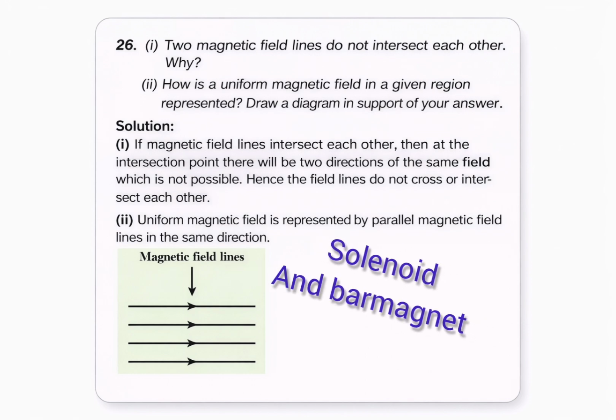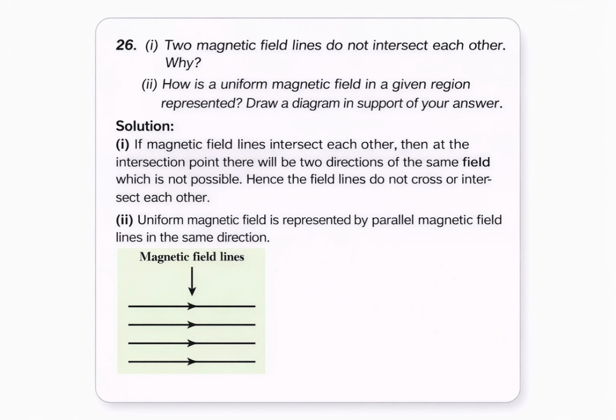Okay, so in the diagram, what can you write? For the diagram, simply draw 4 to 5 straight parallel lines with arrows pointing in the same direction. This represents a uniform magnetic field.